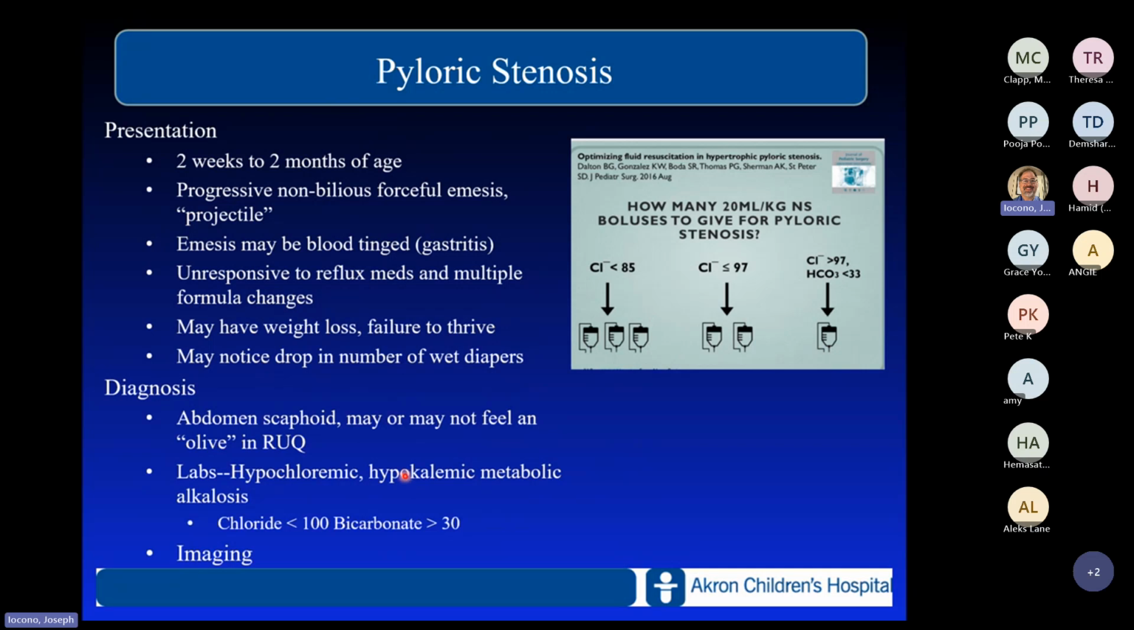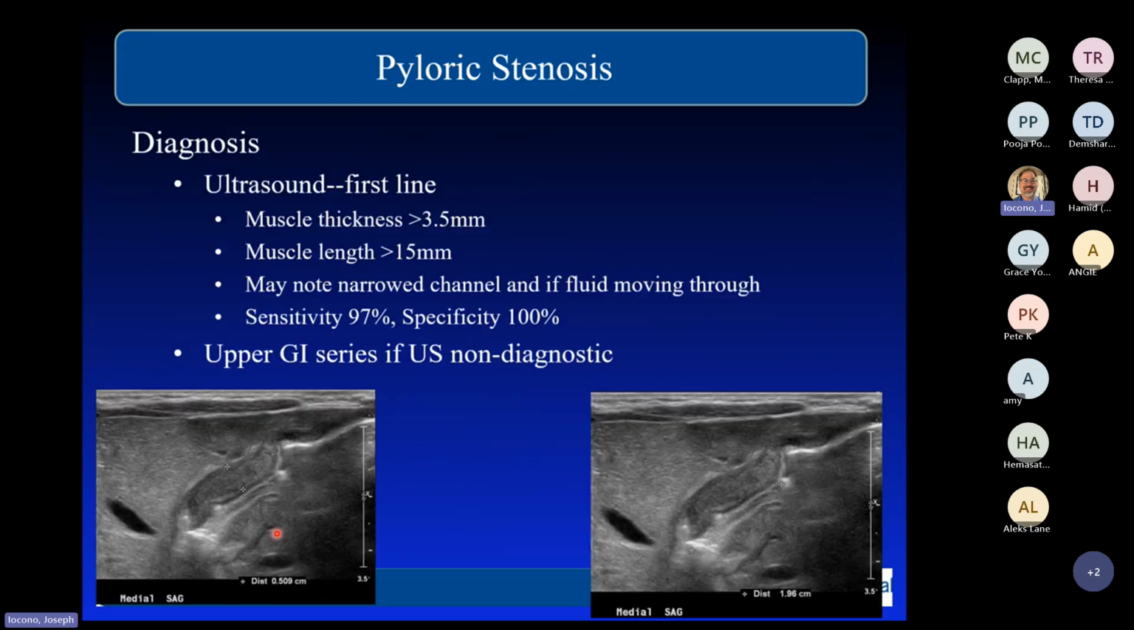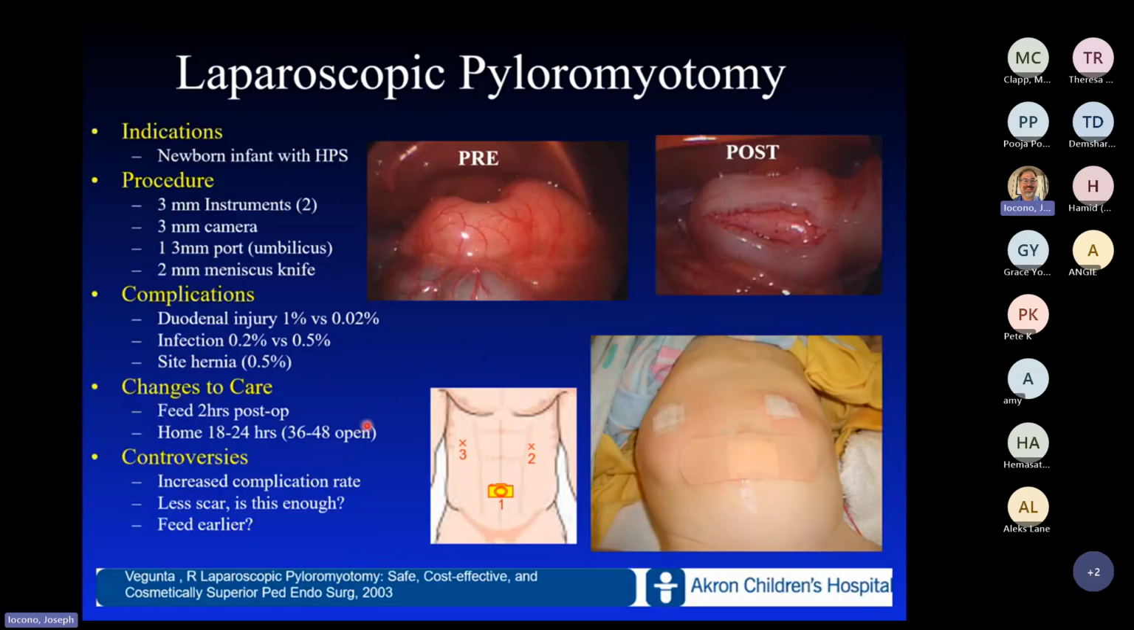Their abdomen is usually scaphoid, unless it's after they've thrown up. They fill up with air, they barf in their abdomen because they've got a proximal obstruction. We talk about their imaging. Ultrasound is first line. Here's your thickness. It's a really good picture.